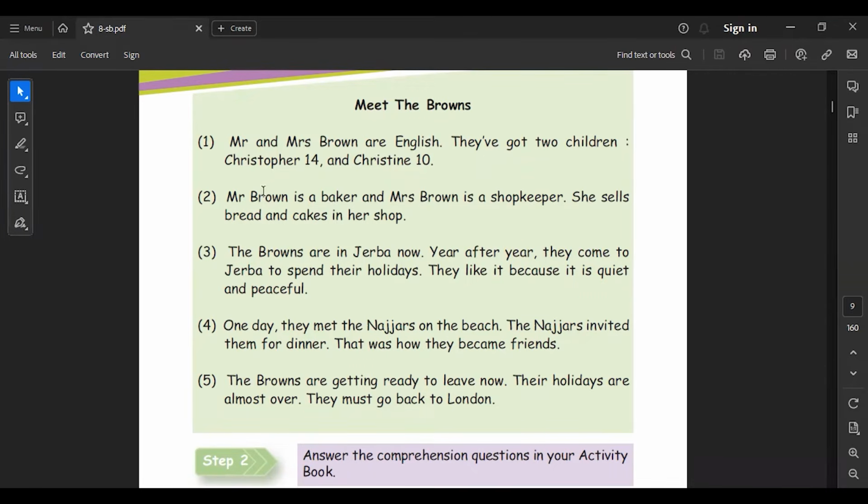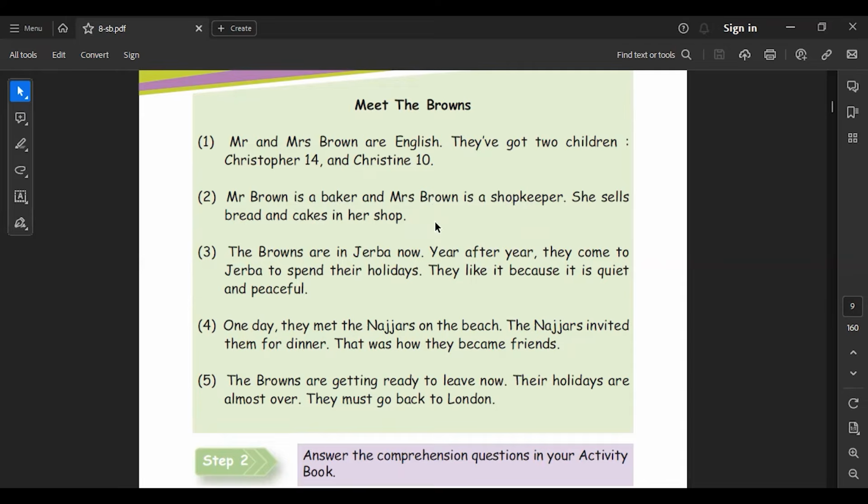Okay. Now Mr. Brown is a baker and Mrs. Brown is a shopkeeper. Now we have the occupations, we have the jobs here. So Mr. Brown is a baker, who works in a bakery. A shopkeeper is a shop assistant who works in the shop. She sells bread and cakes in her shop.